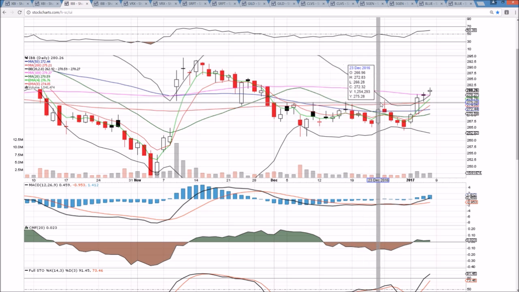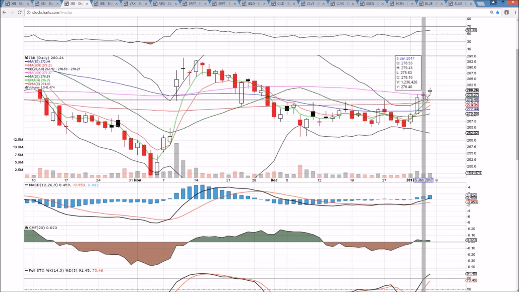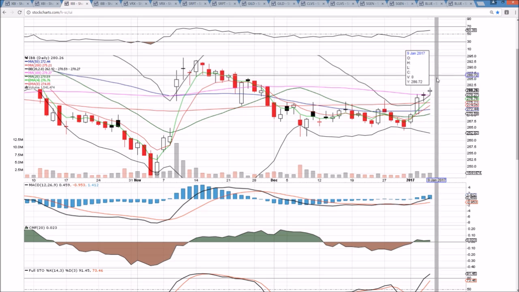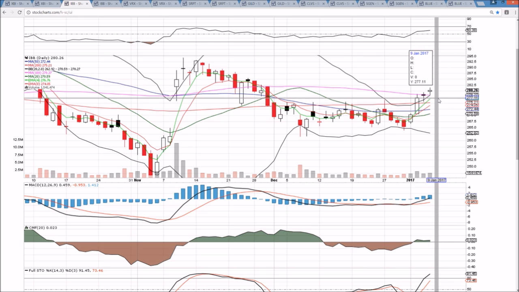1, 2, 3, 4 rejections. We closed above it on Wednesday, above the upper Bollinger Band. So the difference between XBI and IBB: IBB was in breakout mode above the upper Bollinger Band when XBI was not yet. So we back tested and held it on Thursday. Another back test and hold on Friday, the low of the day, bouncing off that level. And the bulls are in full control.